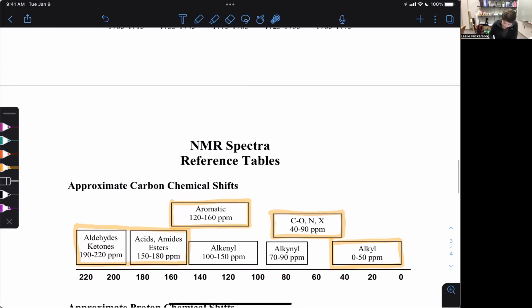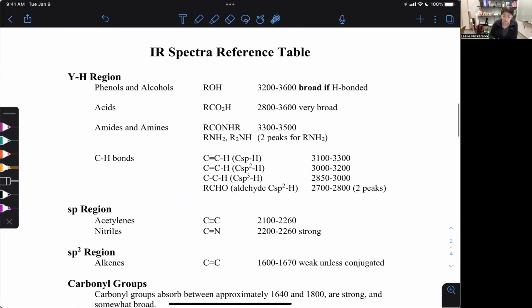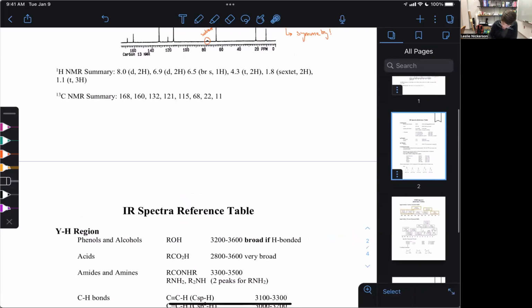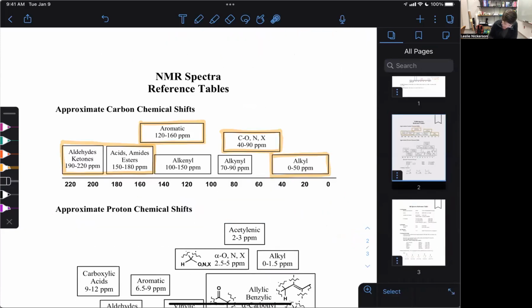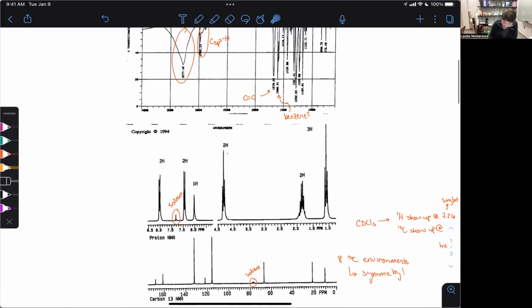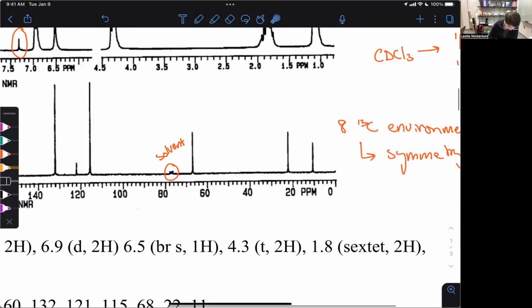So let's start with the alkyl region. So 0 to 50. I'm actually going to switch these real quick. There we go. That way I don't have to scroll past the IR page every single time. All right, so 0 to 50, we're looking right here, these two, because I've got 50 right about there. So this is going to be my alkyl carbons. Okay, so I've got 2 of those.